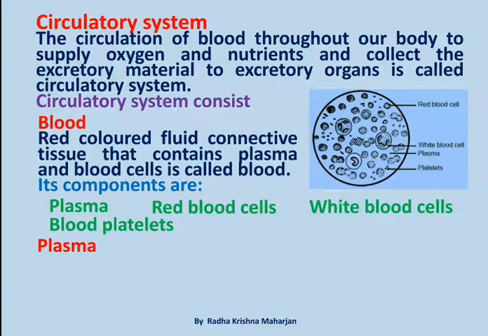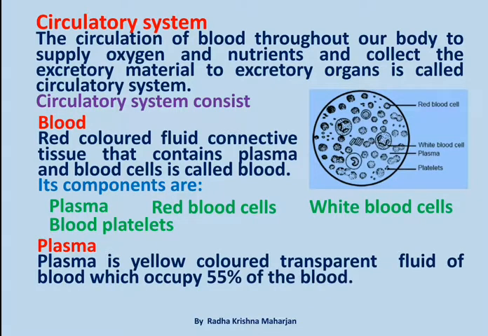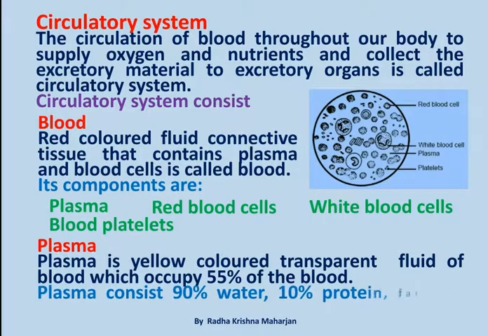Plasma. Plasma is yellow colored transparent fluid of blood which occupies 55% of the blood. Plasma consists of 90% water, 10% protein, fat, salt and carbohydrates.